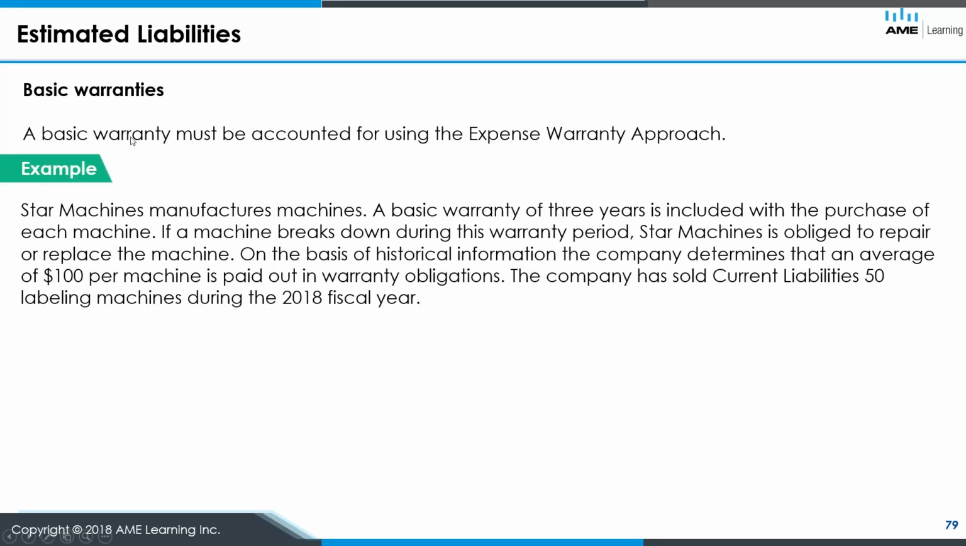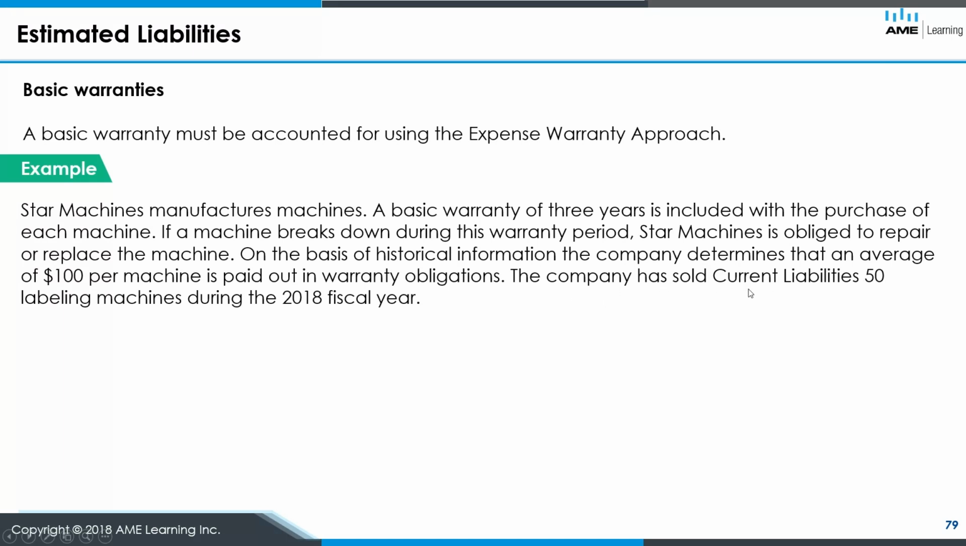So we have this basic warranty. For example, what do we have? Okay, this one says we make machines. We have a basic warranty of 3 years included with the purchase. If it breaks down, we're obliged to repair or replace the machine. And on the basis of historical information, we determine that an average of $100 per machine is paid out in warranty obligations. So again, this is our estimate, but it's an educated guess based on historical information and analysis, etc.